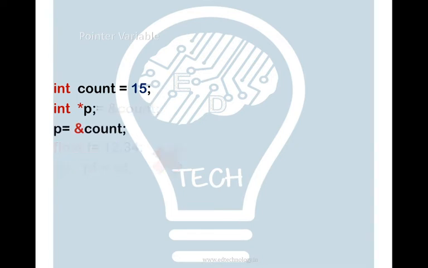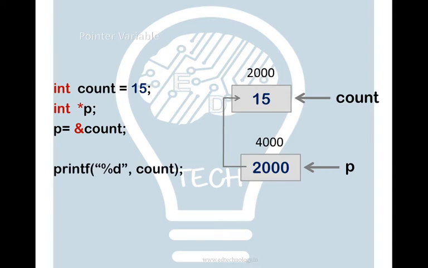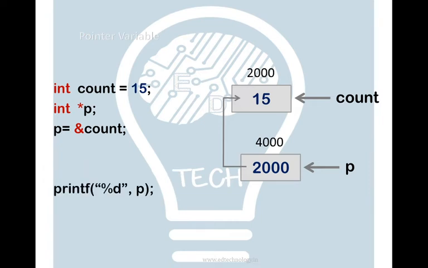Alright, so how do we go further with the pointer variable? We have int count = 15, int star p, p = &count. So this is the background process. p stores the address of count, and when we write printf("%d", count), it will print the value, which is 15. When I say printf("%d", p), what would it print?